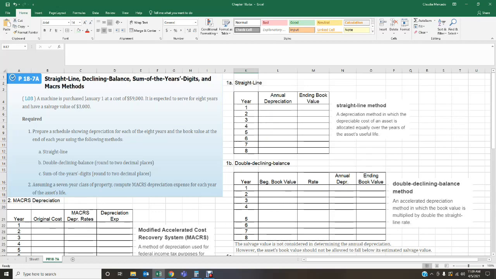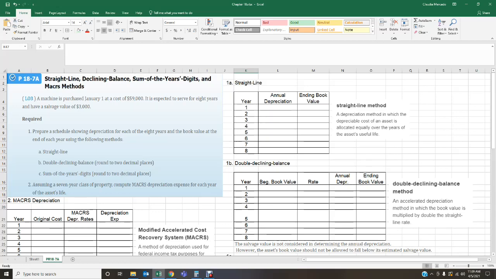So, they're giving us information here. They say a machine is purchased on January the 1st at a cost of $59,000. It is expected to serve for 8 years, and it has a salvage value of $3,000.